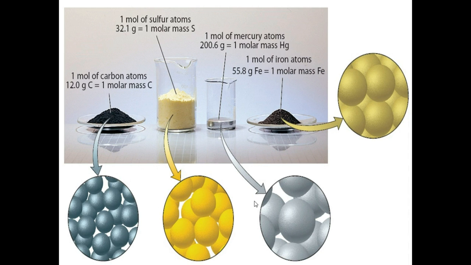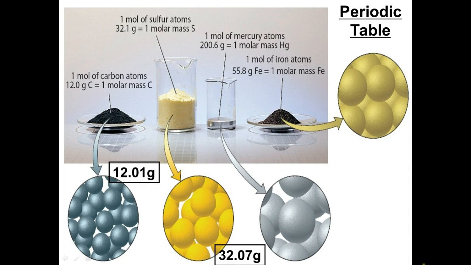And so this picture shows moles of different substances, but notice how a mole of carbon and a mole of sulfur have a different volume, and also they weigh differently. See how 1 mole of carbon weighs 12.01 grams, but 1 mole of sulfur is 32.07. So it's important to know that moles of different substances weigh different amounts and take up different volumes.